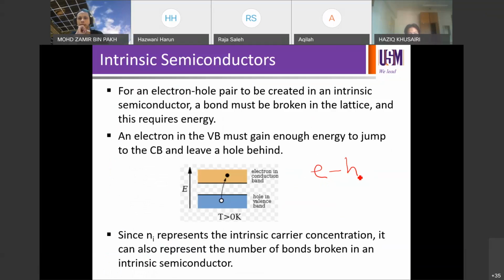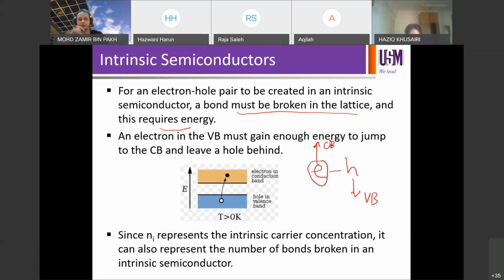Electron hole pair. To be able to get a free electron, you need to break the bond so that this guy is free going up and this guy is free remaining in the VB. This guy is going to CB and this guy stays in the VB, right? So therefore you have to break a bond first, and this requires energy, like thermal excitation.